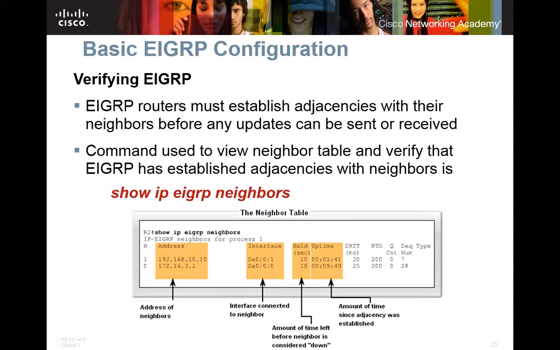When you say show EIGRP neighbor or show IP EIGRP neighbors, it'll show you how long those connections have been up and what interface they're going out. If it's over 10 seconds, that it's down. It'll wait 10 seconds if it hasn't heard anything, then it says it's down. Here's your link time, what your uptime is.